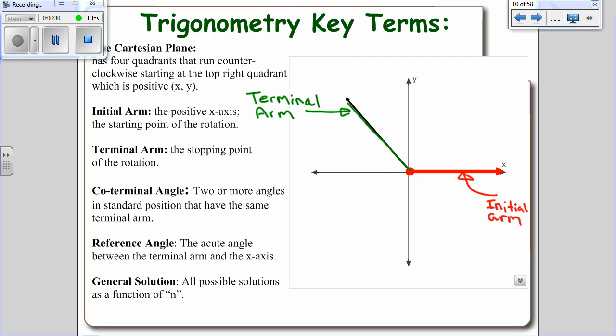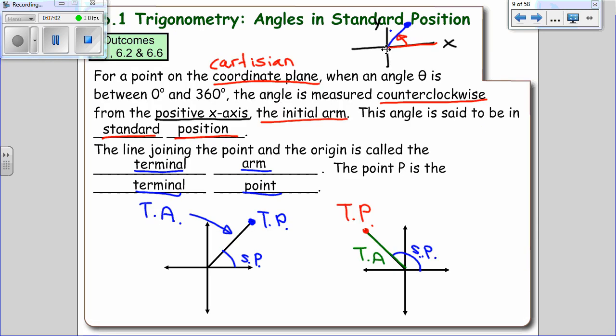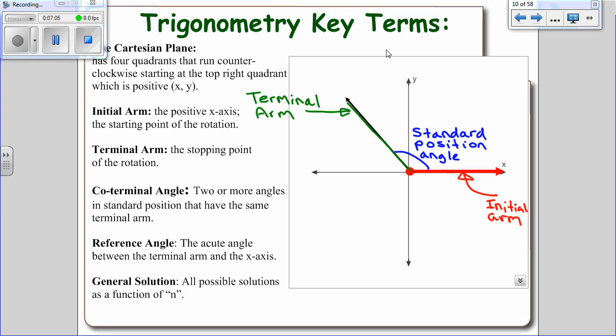We're going to label the standard position angle in here, even though it doesn't have the definition on this side. The standard position angle is from the initial arm to the terminal arm. So that's the standard position angle. The standard position angle is in between 0 and 360, because you could go from right here, which would be 0, rotate it all the way around, that would be 360. Make sense? That's kind of what Jackson had alluded to.